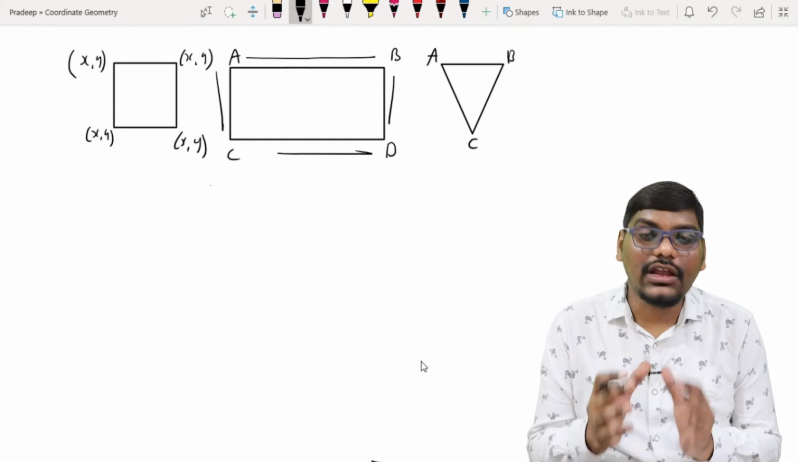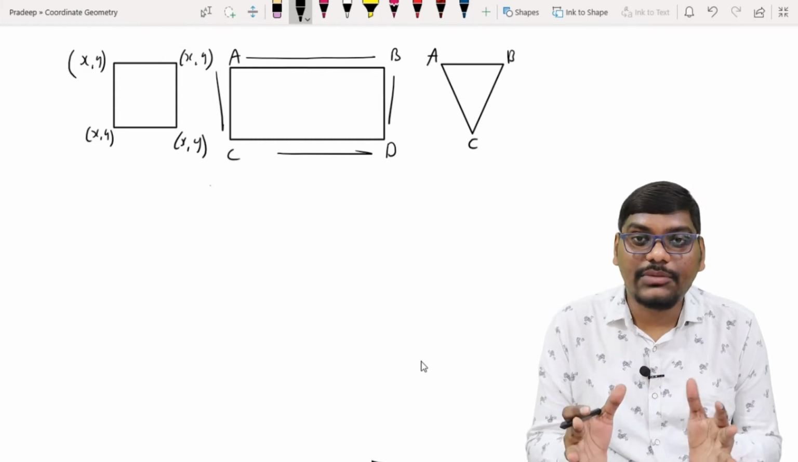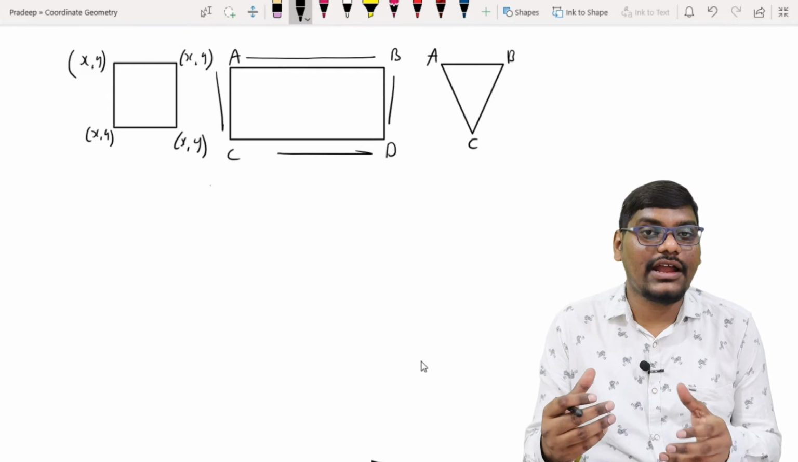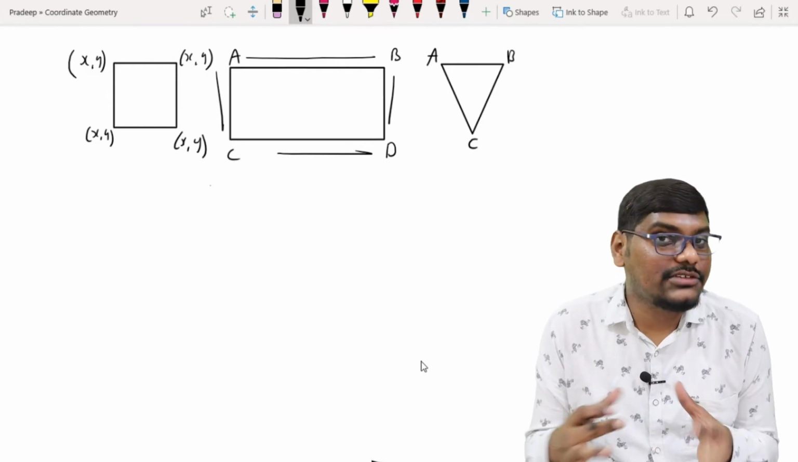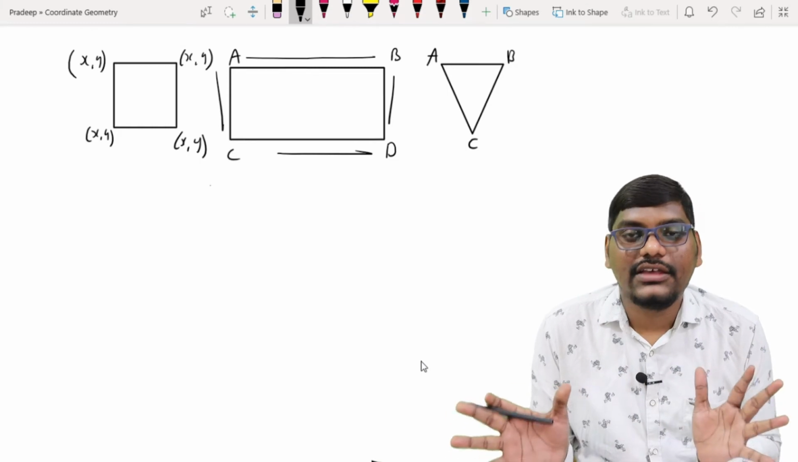So we'll try to take one question and we'll try to solve that particular question where we'll get complete clarity about this distance between 2 points formula and where we can apply this particular formula in different situations.